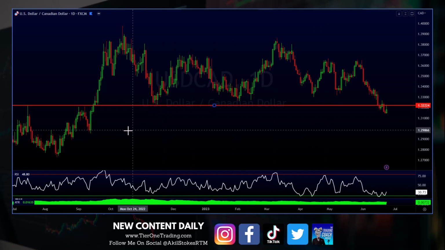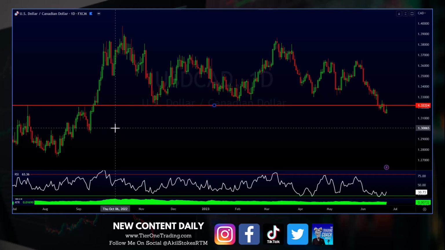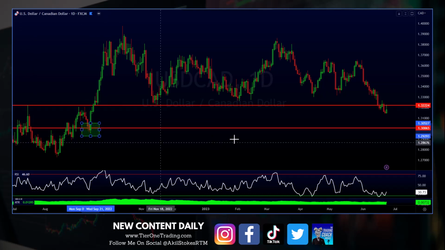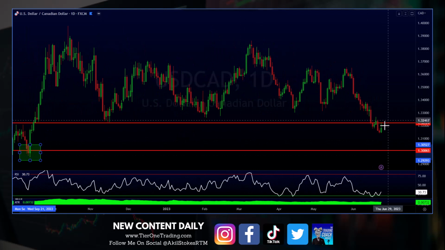Where do we think price is likely to go to? Well, we think price is likely to come right down here to this $1.30 level. You can see this previous level of outside structure right here. And we had a very good end to the week. You can see the bulls trying to push up. Bears rejected it a little bit, giving us a nice little pullback opportunity.